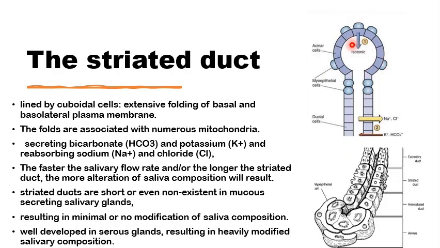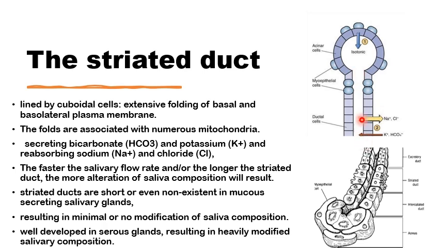The saliva would then move from the intercalated part of the salivary unit to the striated part of the duct. The striated part of the duct system has cells with extensive striations at the basal and the basolateral parts of them, full of mitochondria. They are quite active in absorbing sodium and chloride and secreting potassium and bicarbonate into the saliva. The longer the striated duct, the more alteration to the initial saliva would happen. Also, the faster the flow of the saliva, the more alteration of the initial saliva would happen.